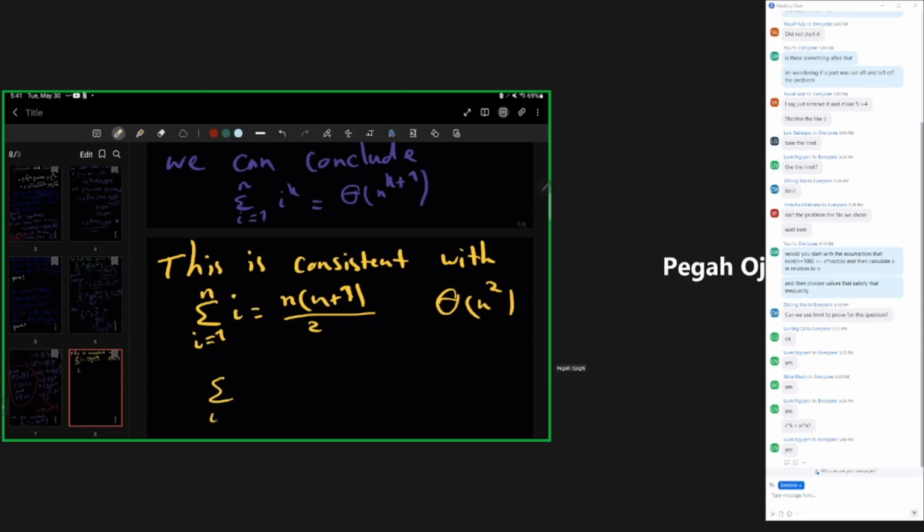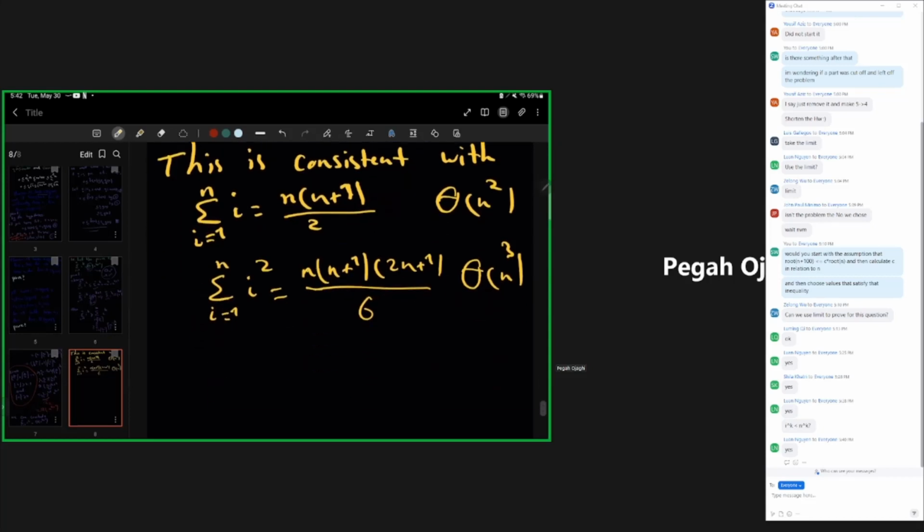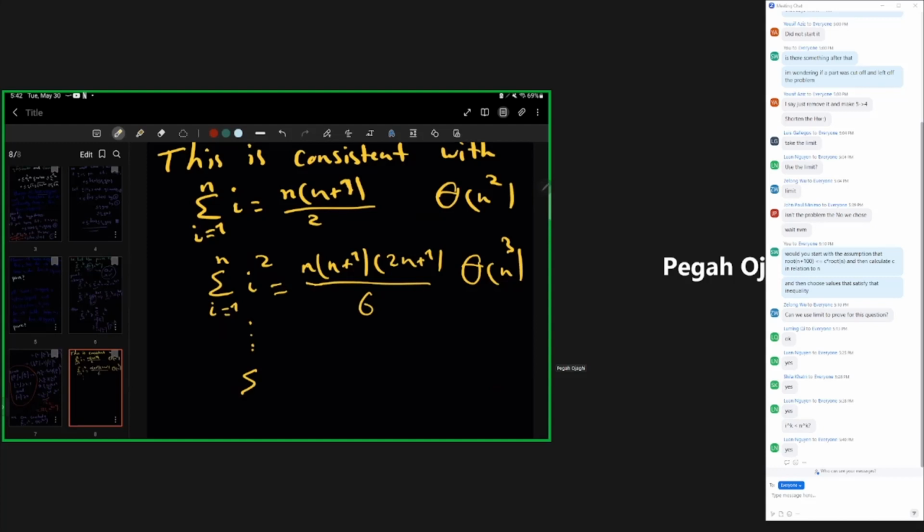And then let's consider the sum of i squared from 1 to n. If you saw in the past, in the math class, this is equal to this one. Oh, sorry, this is going to be 2n, and this is going to be 2n plus 6. Okay, consider this value. So this is going to be theta of n cubed, because 1, 2, 3, this is going to be n cubed. And that's what we showed: the summation of i from 1 to n of i to the k is going to be theta of n to the k plus 1.